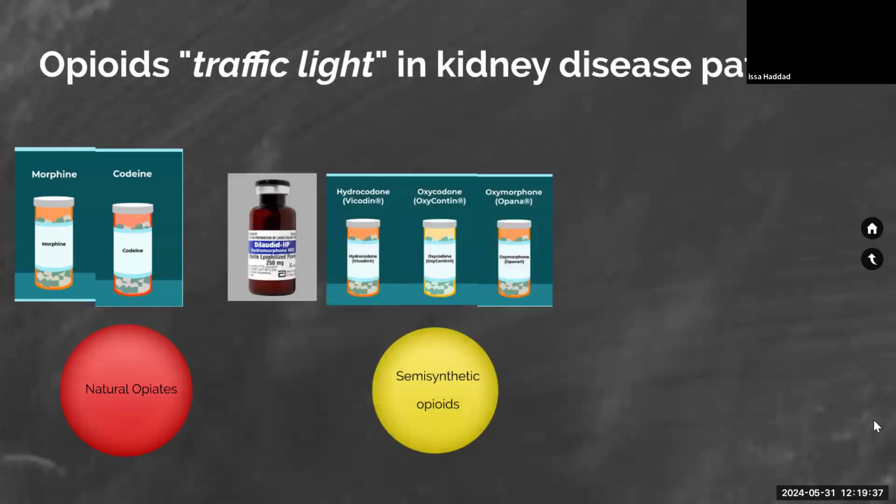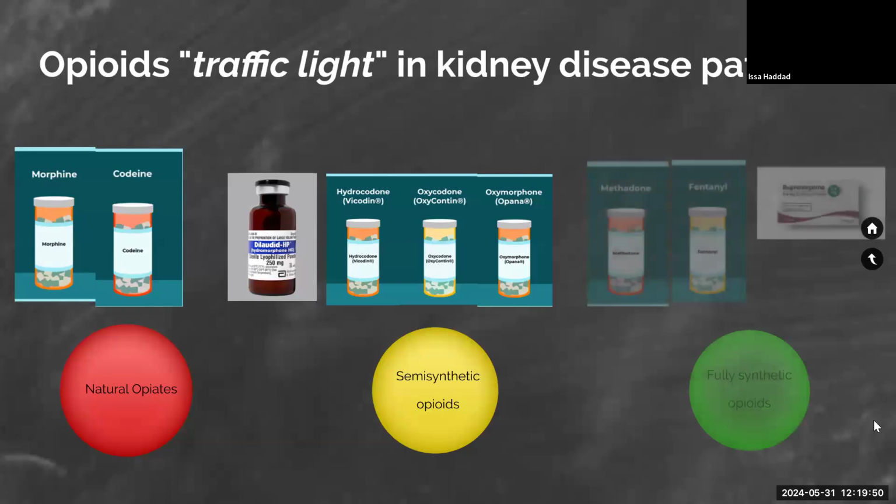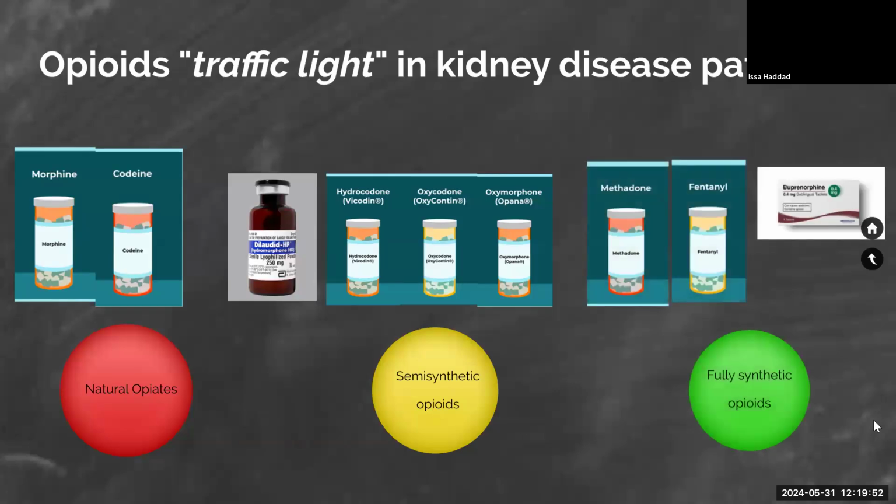Then we move to the semi-synthetic opioids, which include Dilaudid that we use a lot, Vicodin. I don't know if we have it here, but we have OxyContin and oxymorphone. And then the green light goes for the fully synthetic opioids, which are methadone, fentanyl, and buprenorphine, which we all know about as Suboxone, and most of us know as an opioid use disorder medication rather than a pain medication.